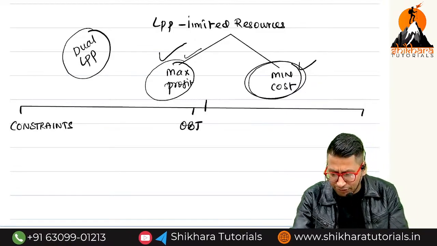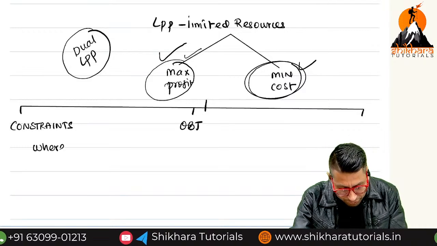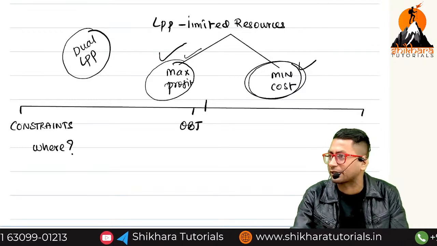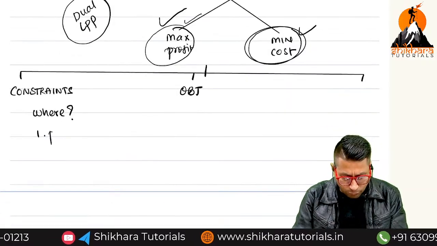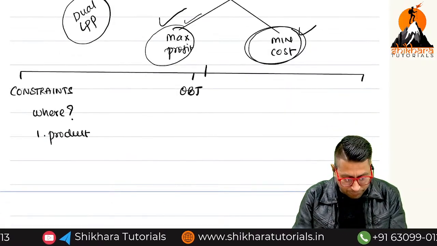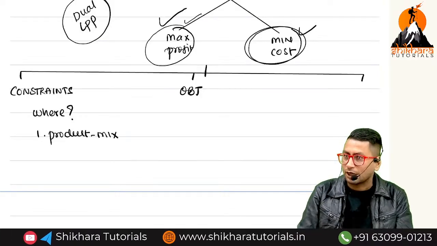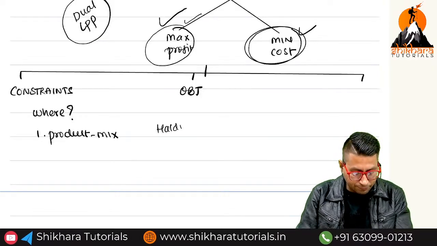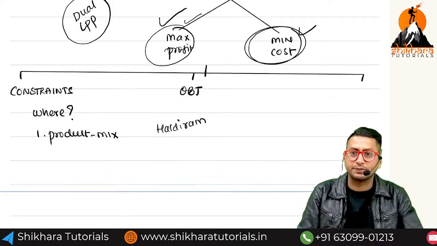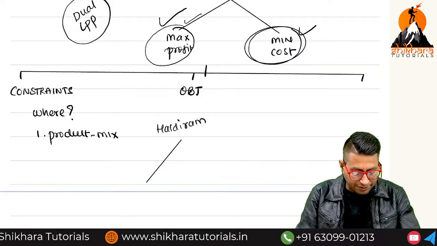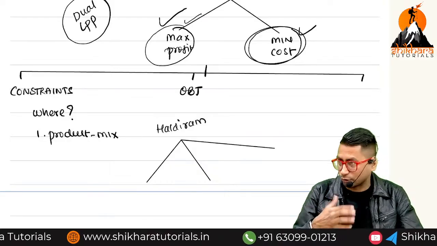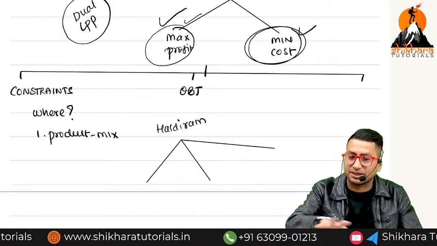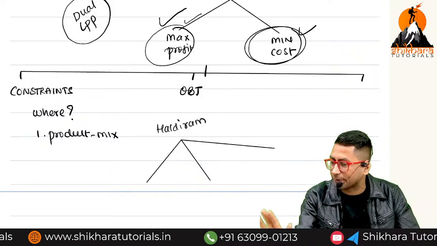But the question comes, where do we use the concepts of linear programming in the practical world? Some examples, 4 or 5 examples I'll give you. One is the product mix problem. Example: Haldiram's. I hope you know Haldiram, right? In Haldiram's, to give you an example, I am dividing their entire business into 3 parts.